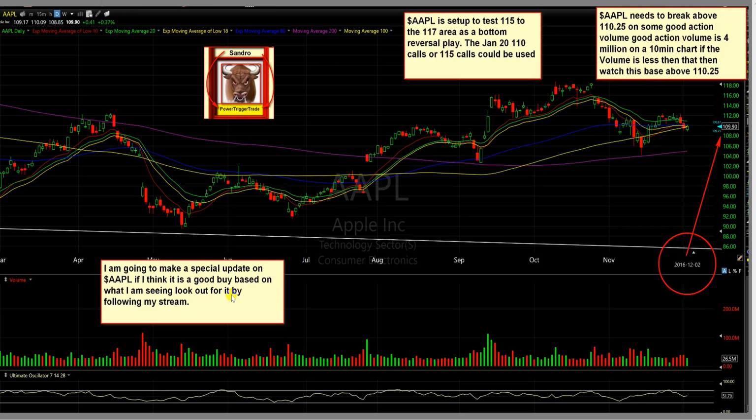You can look at using the 110, 115 to 120 calls. If Apple does attempt to go towards that 115 to 117 area, those options will do very well. It doesn't matter which ones you buy. The percent gains could be between 100 to 150 to 200% depending on the options you choose. I would make special updates on this, as I think this is a good chance that Apple does pretty well. At the same time, the worst outcome I can see, if Apple does confirm my plan, is that we can make small profits. So small profits to large gains is what I see in Apple.